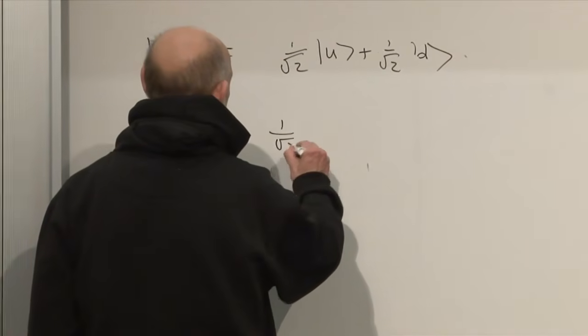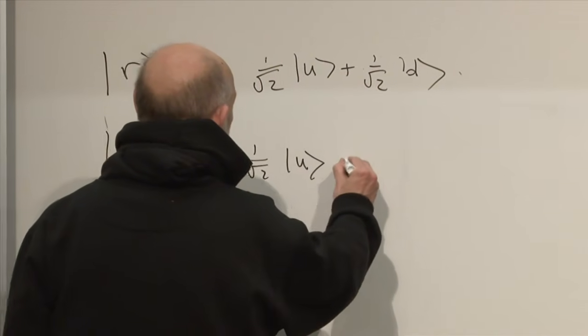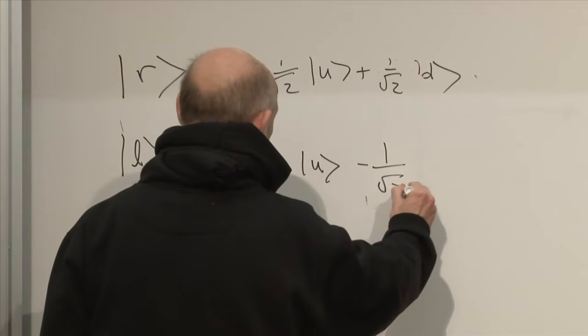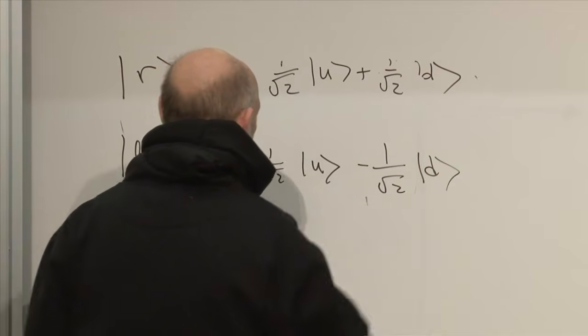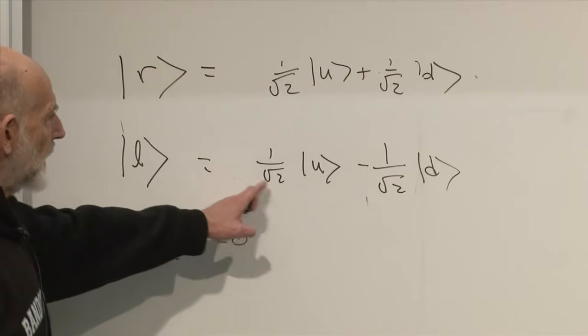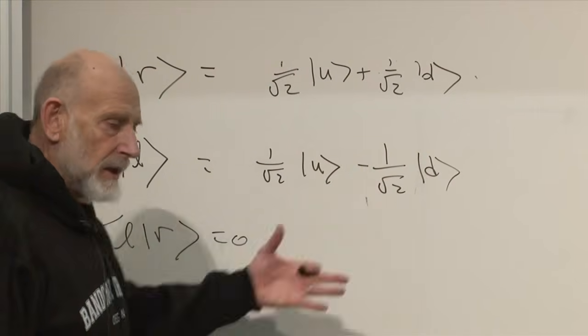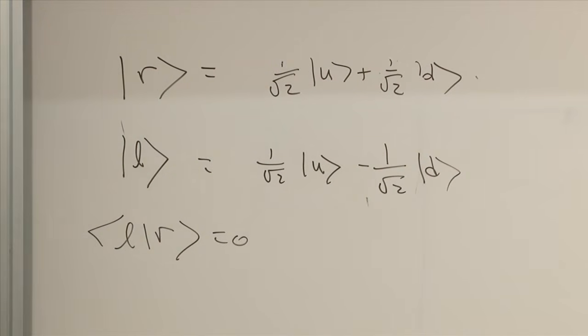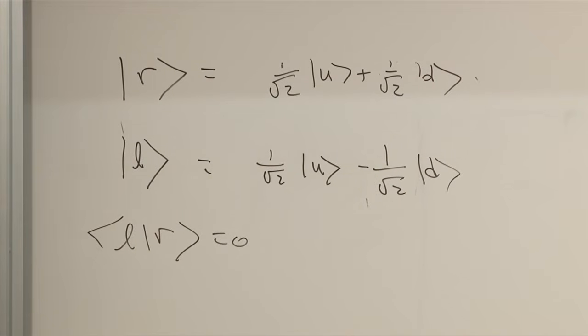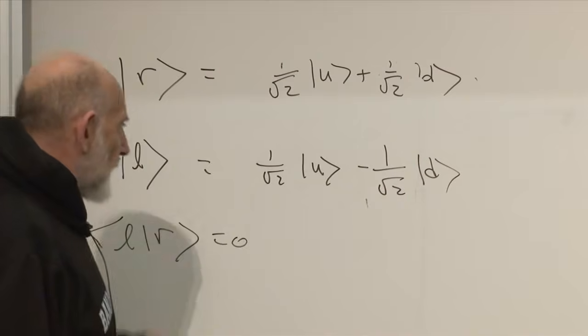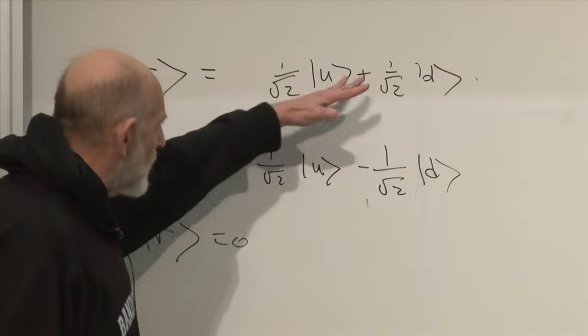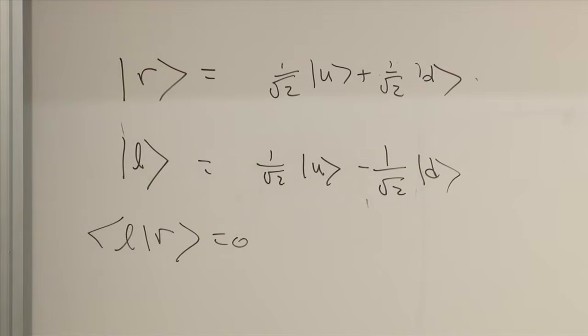1 over square root of 2 up minus 1 over square root of 2 down. Now it's ambiguous whether you put the minus sign here or here. Either way will work, and we'll find out that there's no physical difference between those two possibilities. We'll find out later that there's no physics in the overall sign of a vector. So here's one which is orthogonal.